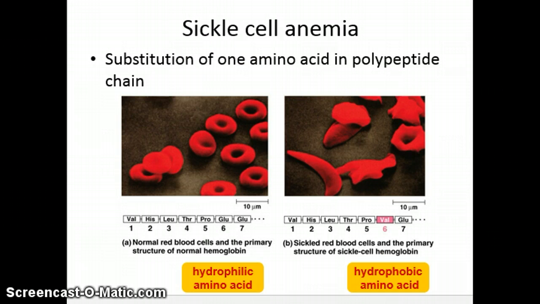This is another picture showing how just this one amino acid change right here is what results in these misshapen hemoglobin and red blood cells. And you can see what it comes down to on a molecular level is the difference between a hydrophilic amino acid and a hydrophobic amino acid, which causes the folding to be quite different in the two molecules.